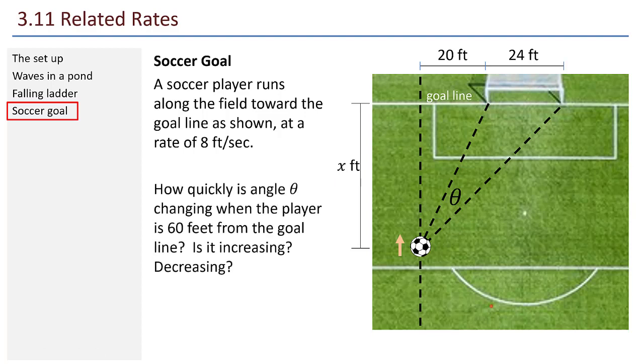Here's the question. How quickly is angle theta changing when the player is 60 feet from the goal line? Is theta increasing? Is theta decreasing? First problem. How are x and theta related? I want to relate the quantities. Once I relate the quantities, then I can relate the rates and figure out information about rates.